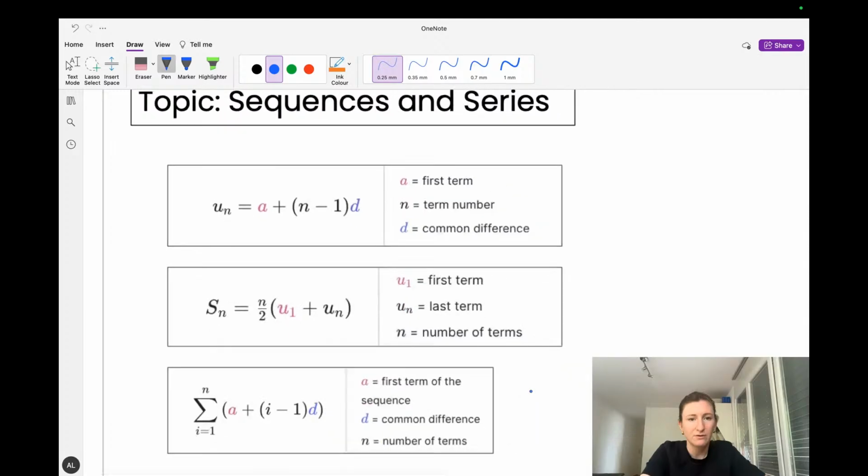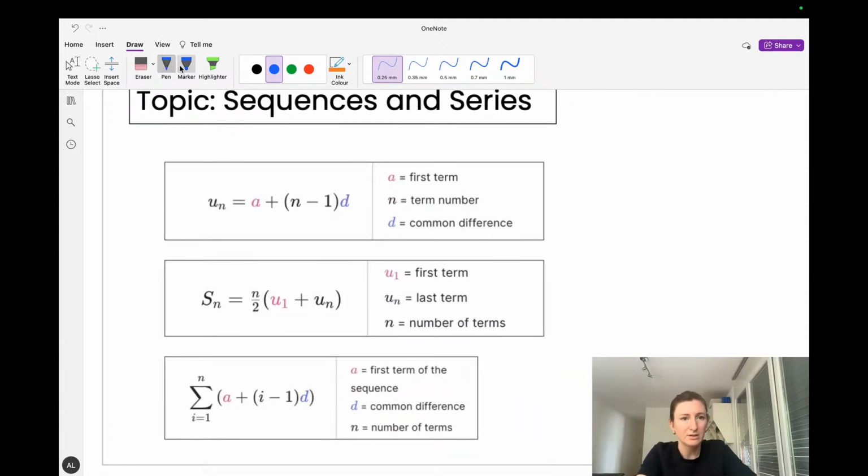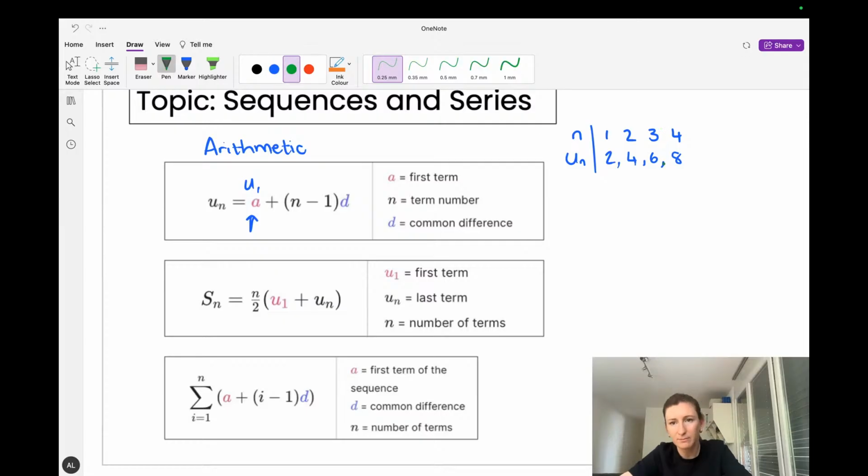So just to go through those a bit by topic, these are for our arithmetic. Linear ones, when you're adding or subtracting. The first thing we start with is A, often called U1, your first term, plus the number of terms. So if we have 2, 4, 6, 8, this is the first, this is the second, this is the third, and this is the fourth. If I want n equals 4, that's n and un if you want to put it in a table. If I want the fourth term, n equals 4, I'm going to get 8.